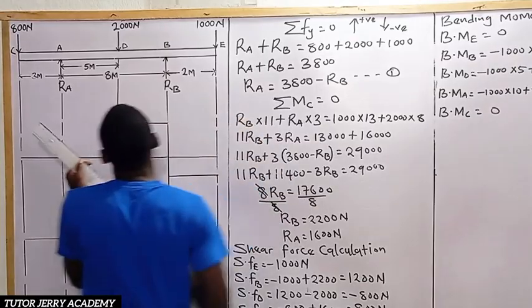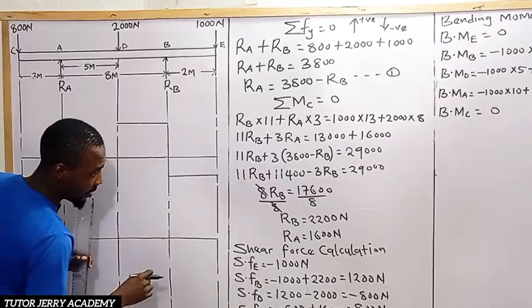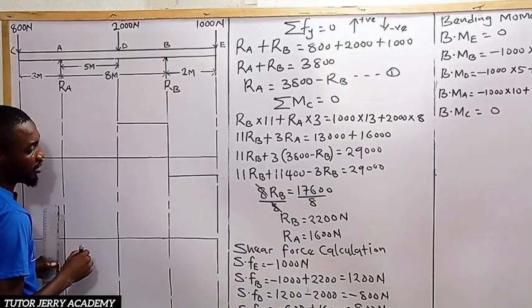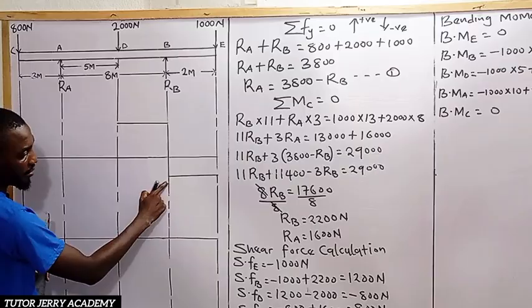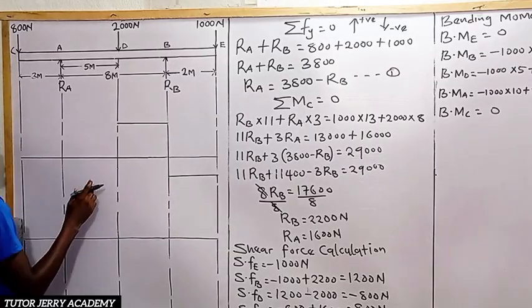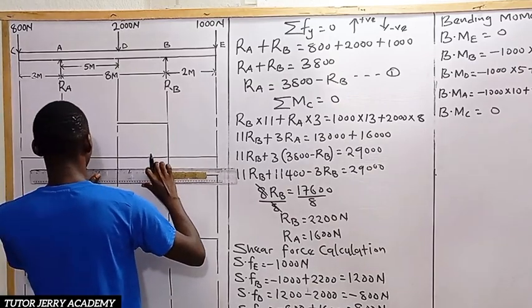All right, so the shear force at point D is nothing but negative 800. And don't forget this one is from this point, this one is 1000, right? So 800 will be somewhere around here. And between D and A we don't have any other force, so we are going to have a constant line.